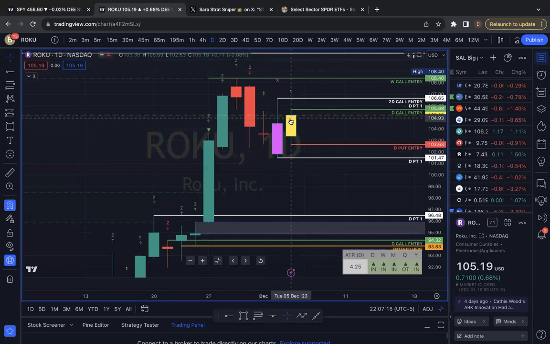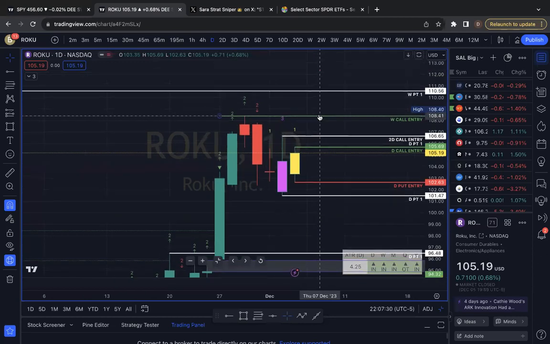Not only is this a holy grail, but the day before this was a Nirvana, so it's a 1-3-1. 1-3-1s are highly explosive. From what I've noticed, 1-3-1s are very, very explosive. So this might hit our weekly price target tomorrow.